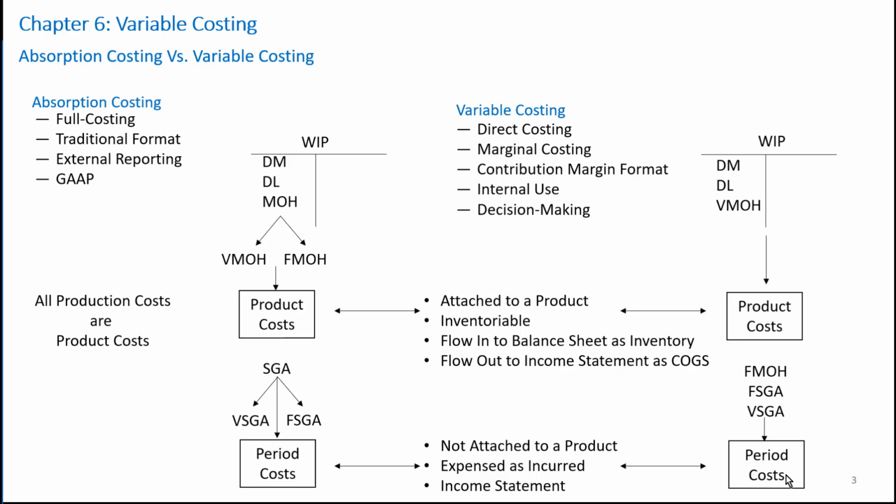So for variable costing, product cost will equal the sum of direct material, direct labor, and variable manufacturing overhead, while period costs include fixed manufacturing overhead, fixed SG&A, and variable SG&A.